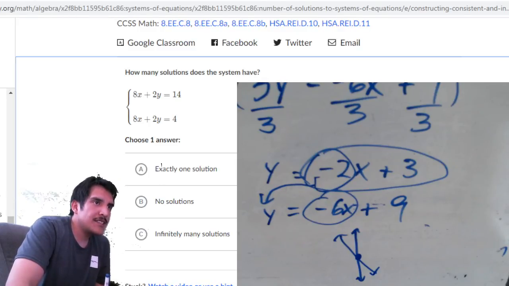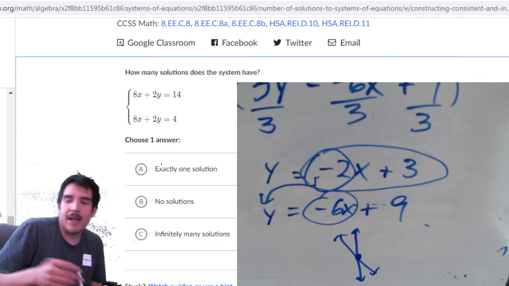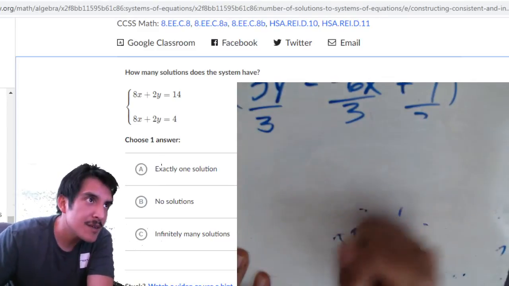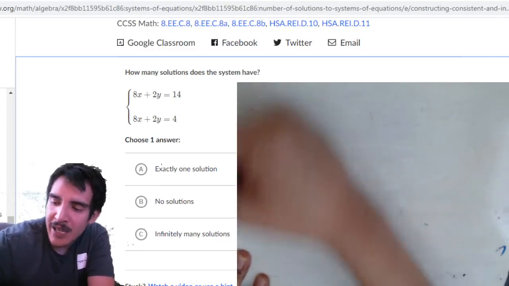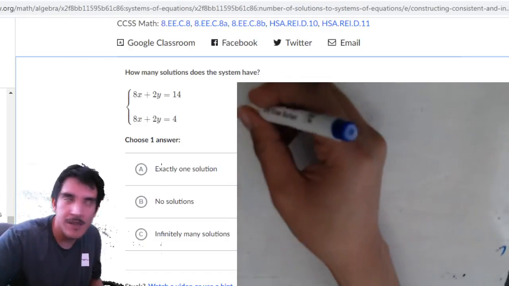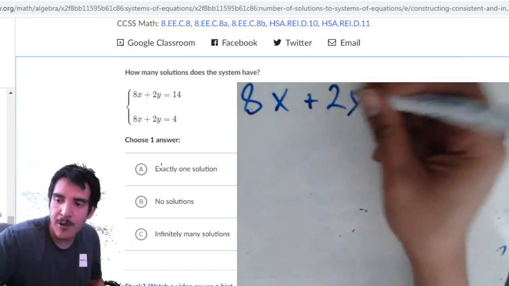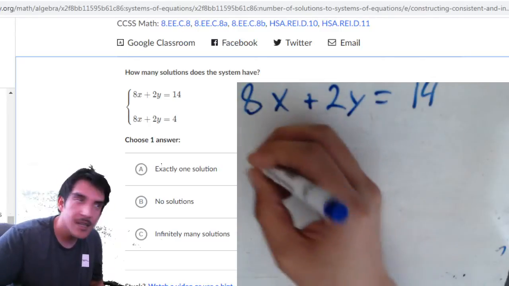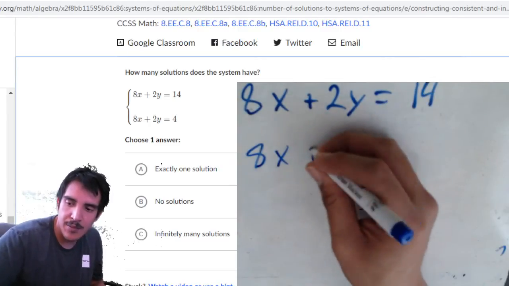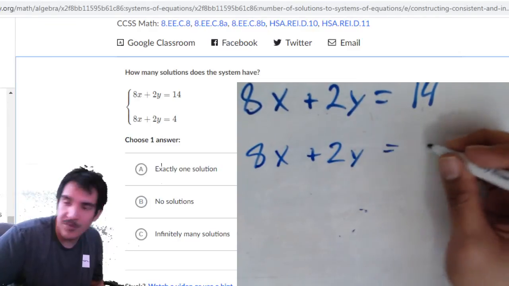And then this one, how can we do this? Let's do this by elimination. So let's write down both equations: 8x plus 2y equals 14, and 8x plus 2y equals 4.